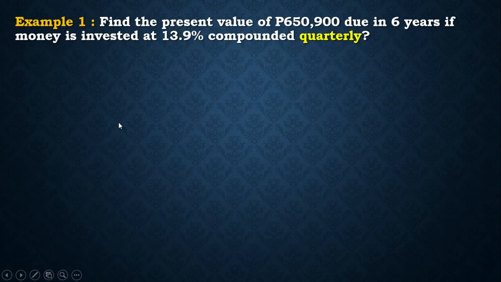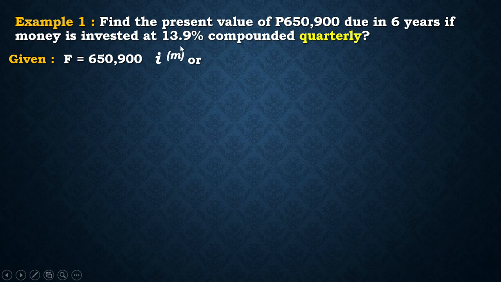We have example number 1. Find the present value of 650,900 due in 6 years if money is invested at 13.9% compounded quarterly. So quarterly is equal to 4. We have to find the given. We have F equal to 650,900.